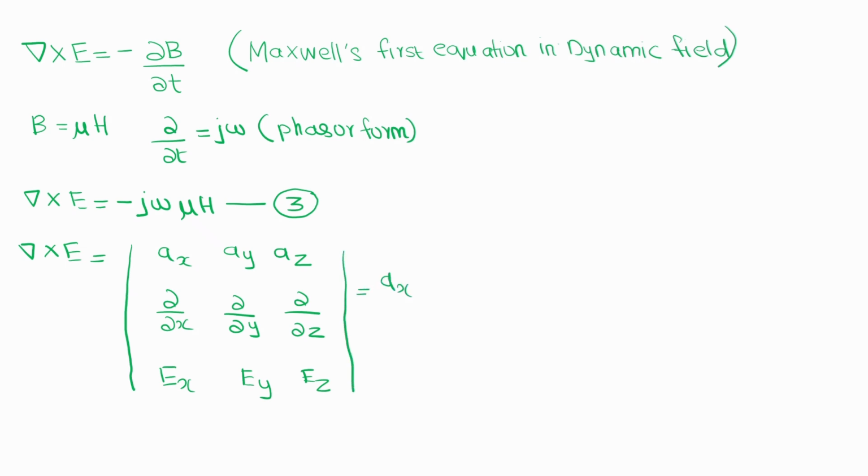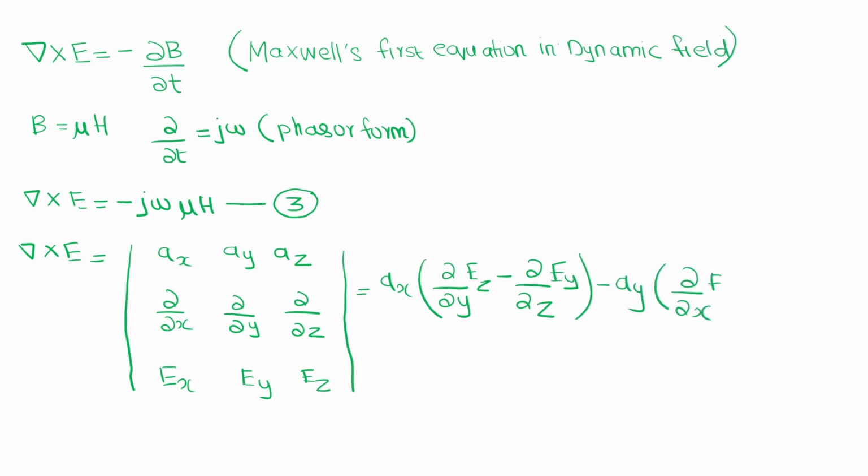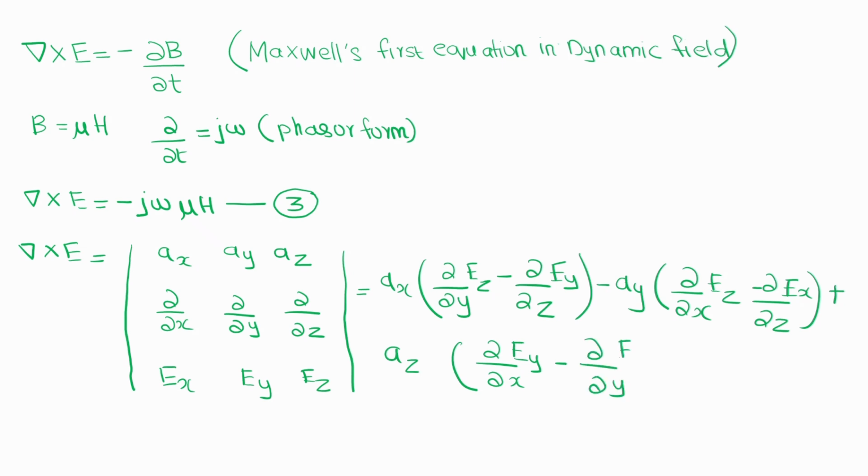That is equal to ax into (dou by dou y Ez minus dou by dou z Ey), minus ay of (dou by dou x Ez minus dou by dou z Ex), plus az into (dou by dou x Ey minus dou by dou y Ex). That is equation number 4.